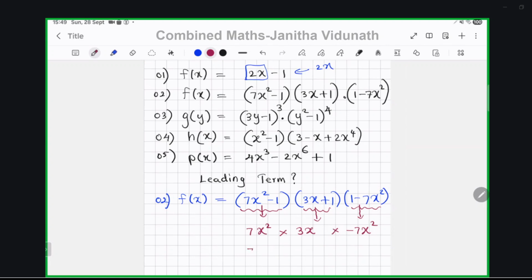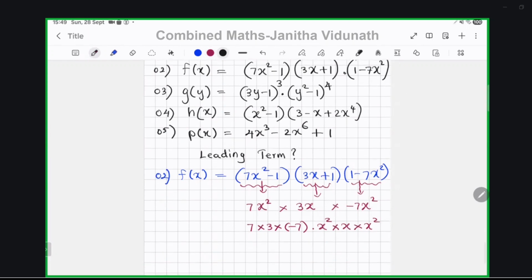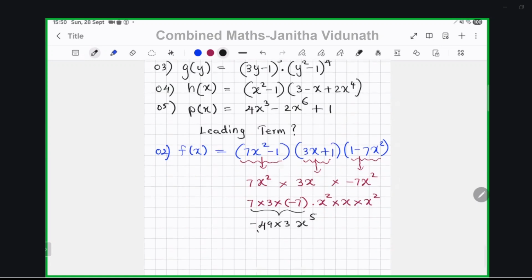Then we get 7 times 3 times minus 7 times x to the power 2 times x times x to the power 2. Then we can multiply these 3 numbers. We already know 7 times minus 7 is minus 49, times 3, into x to the power 5. Here 49 into 3 means minus 147. Then this should be the leading term of the second question.